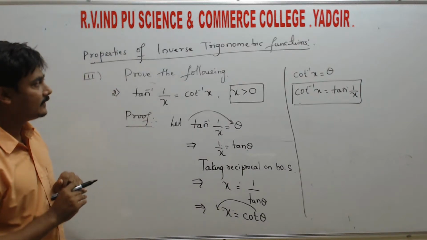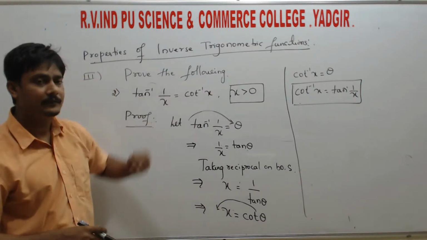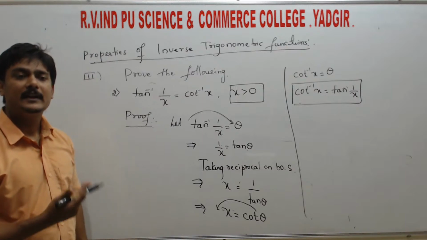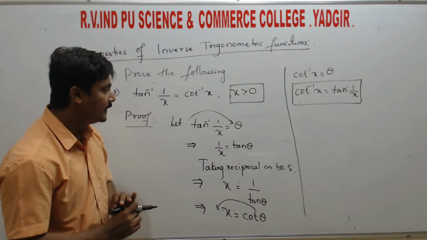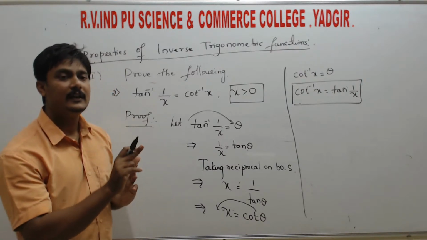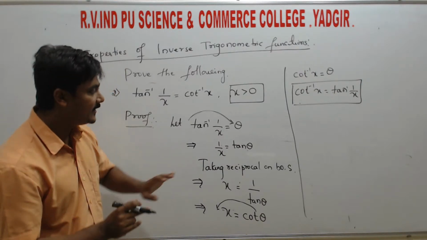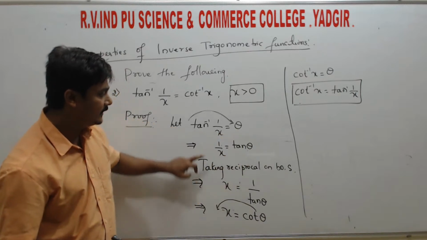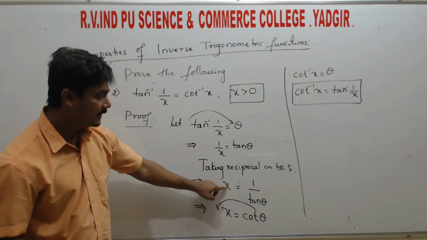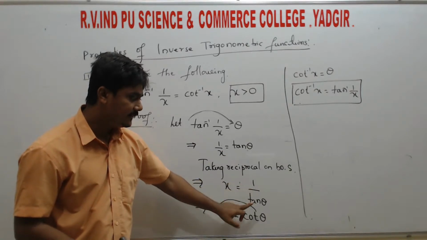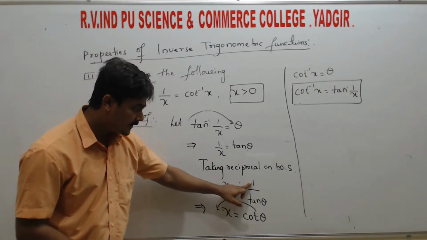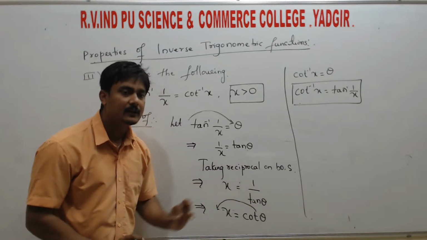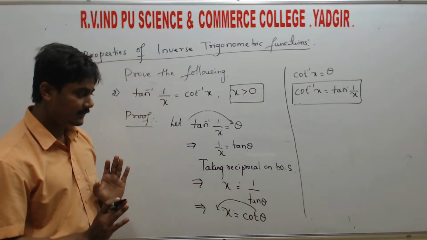In the final answer, I need cot inverse of x. So I must apply a step such that I get cot theta. What is cot theta? Cot theta is 1 by tan theta. This tells me that I need to take the reciprocal here. Reciprocal of 1 by x is x. Reciprocal of tan theta is 1 by tan theta. So x equals 1 divided by tan theta, which is our cot theta.